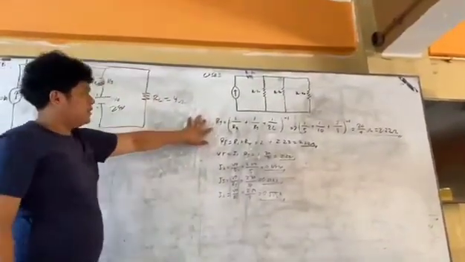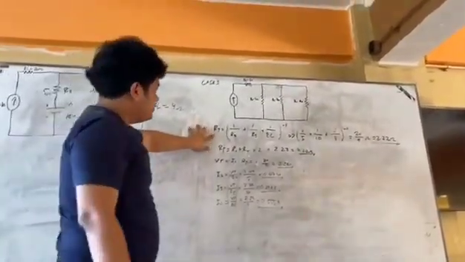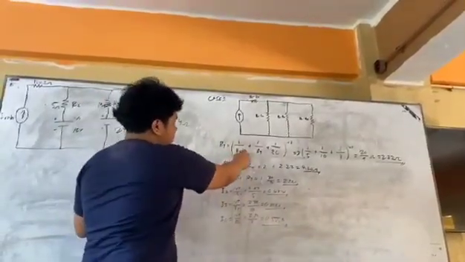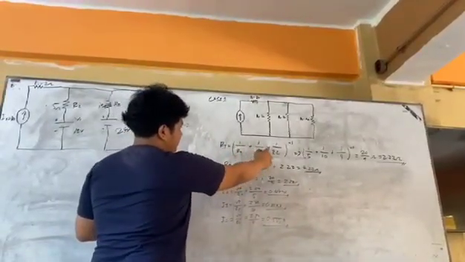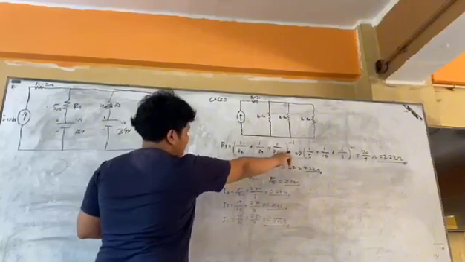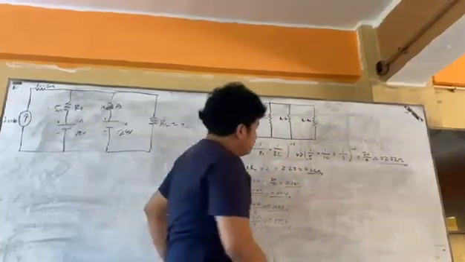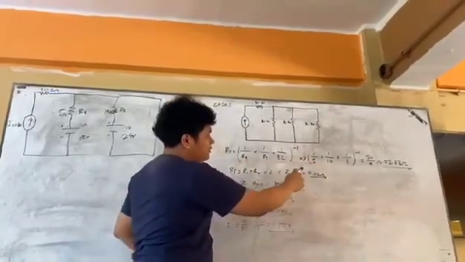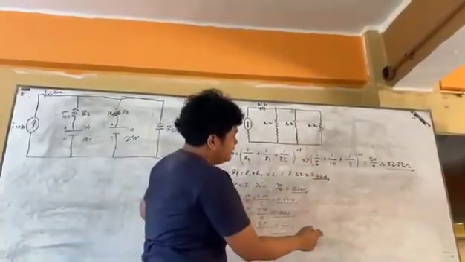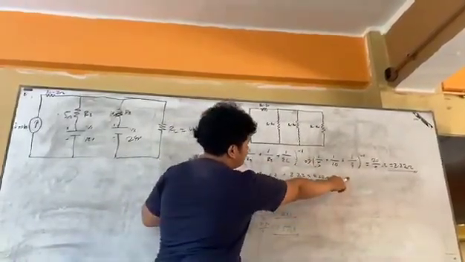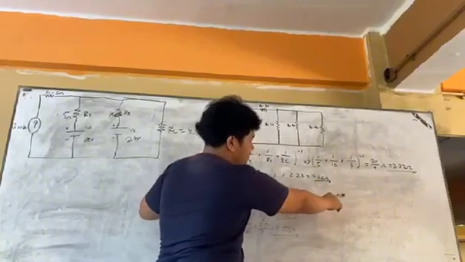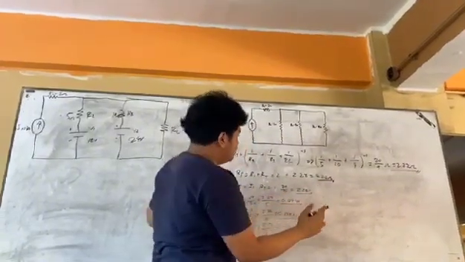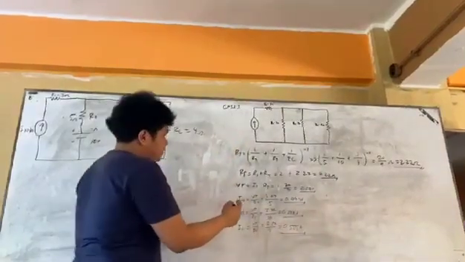In case 1, we need to get the R total. So we have RT equals (1 over R2 plus 1 over R3 plus 1 over RL) inverse. We have to substitute the values: (1 over 5 plus 1 over 10 plus 1 over 4) inverse, which equals 20 over 9 ohms or 2.22 ohms.